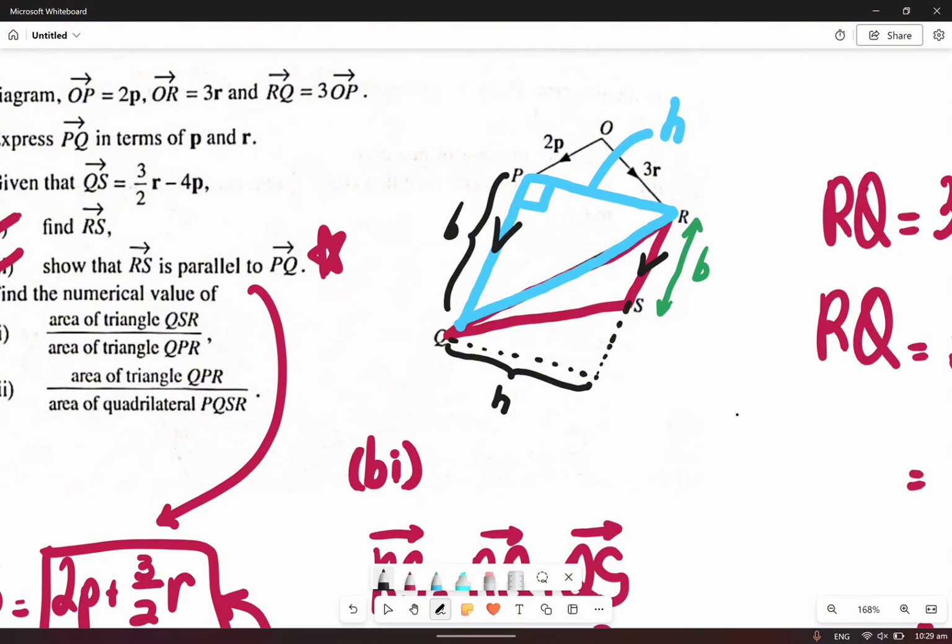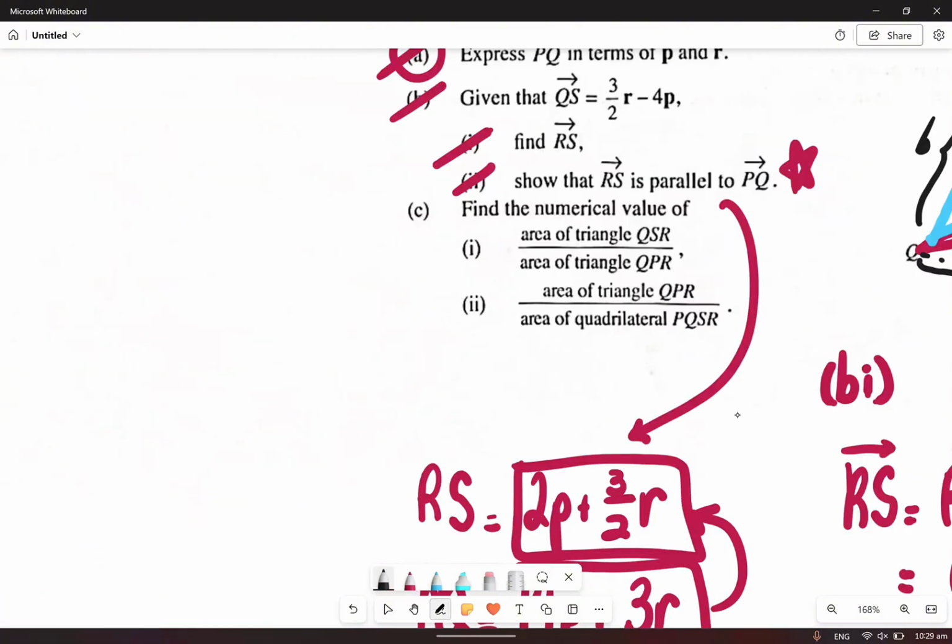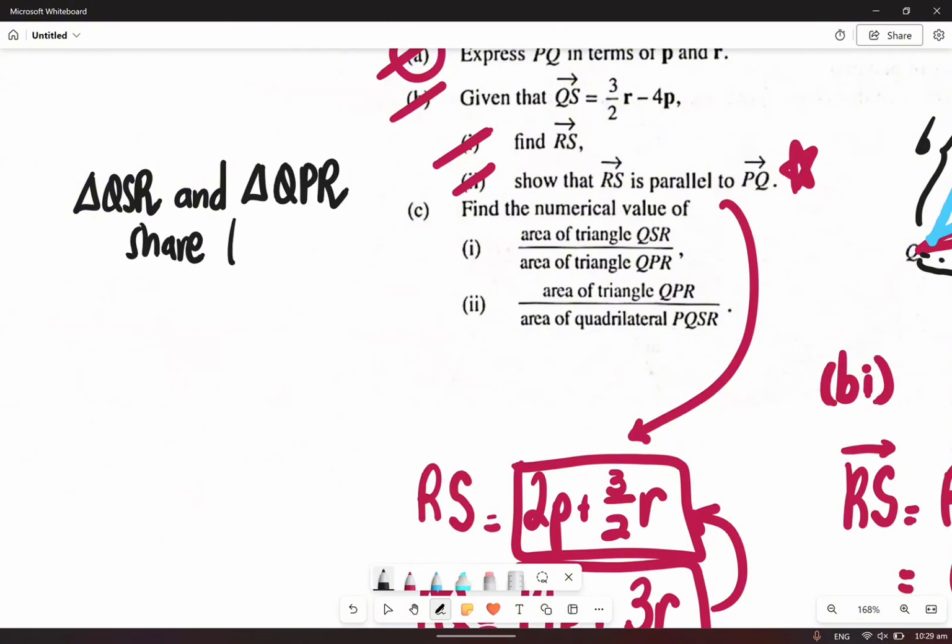If the height is common, so one thing I want you to say, just for your own knowledge, is that triangle QSR and triangle QPR share the same height. Very good. Understand or don't understand? All right. In fact, we call that a common height. Am I making sense or not making sense? True or not? True. Okay.